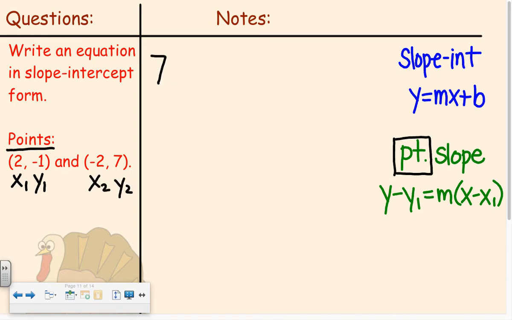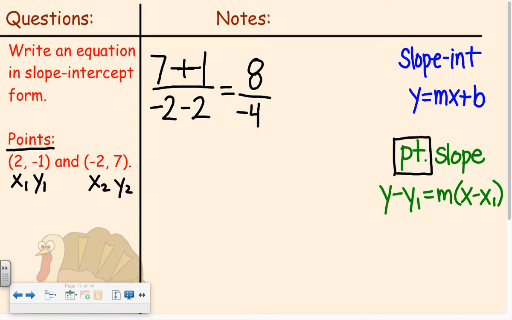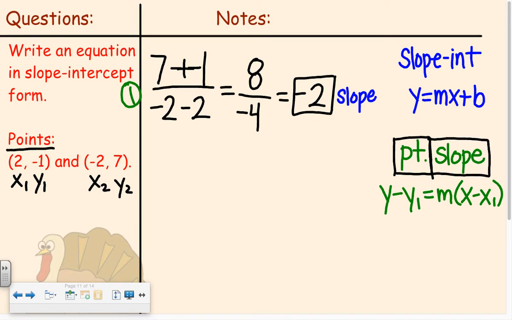y2 minus y1 over x2 minus x1. 8 over negative 4 is negative 2. That is my slope. So I've done step 1, find my slope, and now I have both things that I need in order to be able to write my equation.